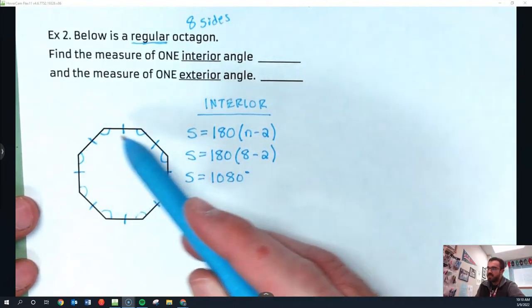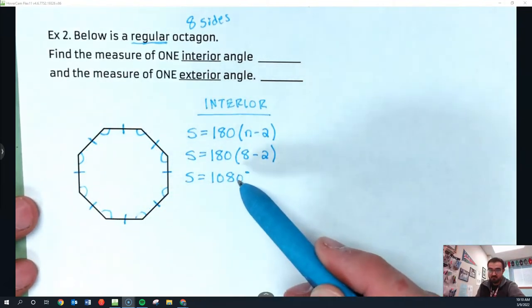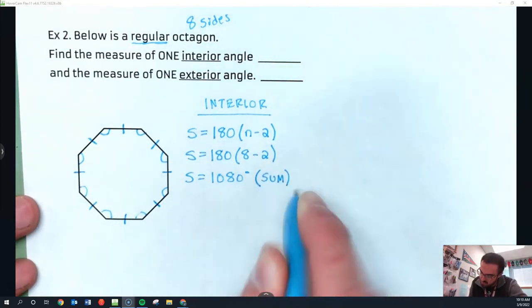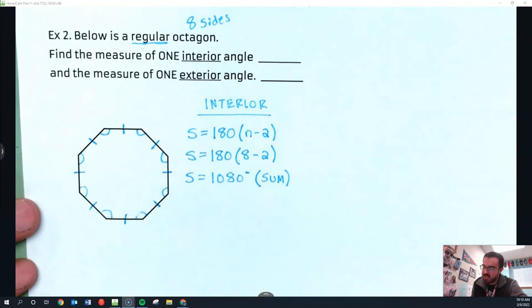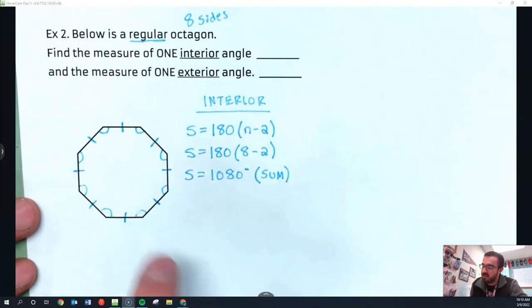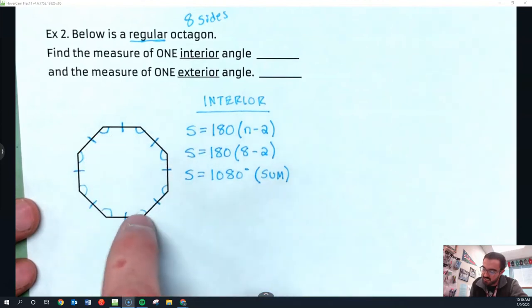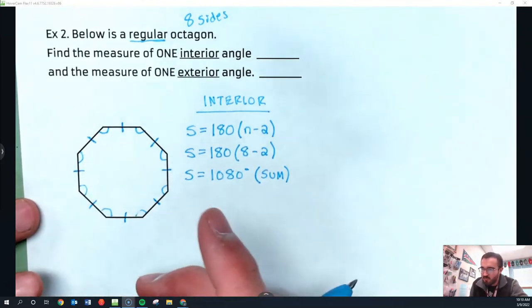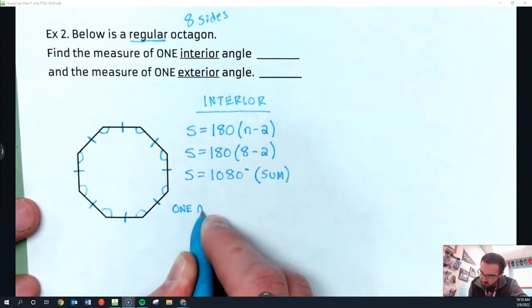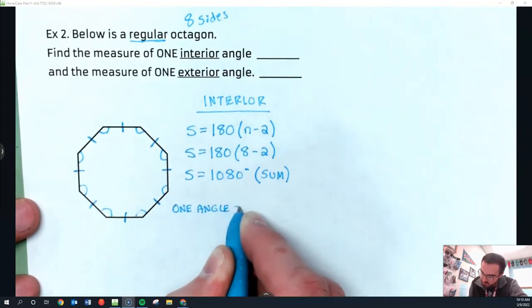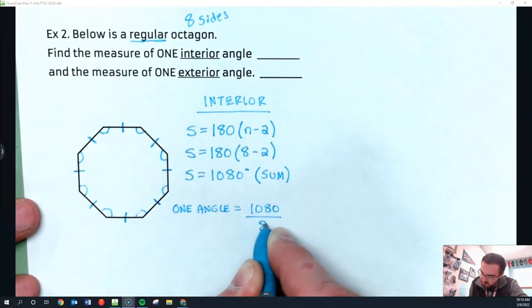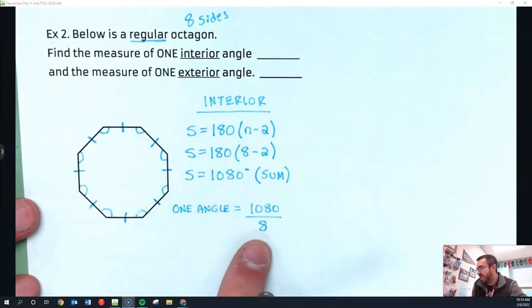All of the angles in this shape add up to 1,080. Okay, maybe let's try it. Sum. Add them all up. If you add up all these angles, they're 1,080. Remember, this is a regular octagon, so all of the angles are the same measure. So hopefully you follow this logic. To find the measure of one angle, here's what we're going to do. It would equal 1,080, the whole thing, divided by the number of sides, which is 8.